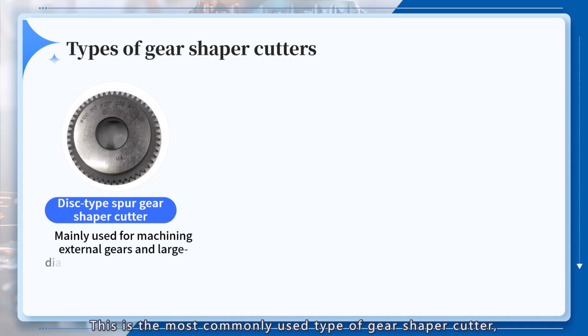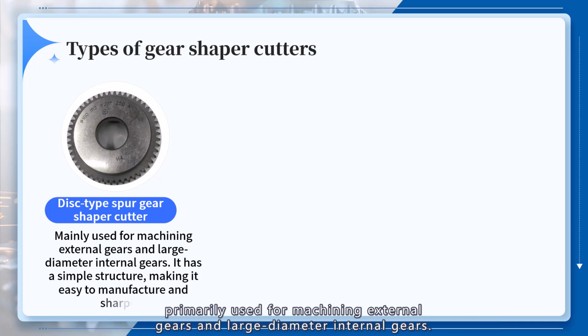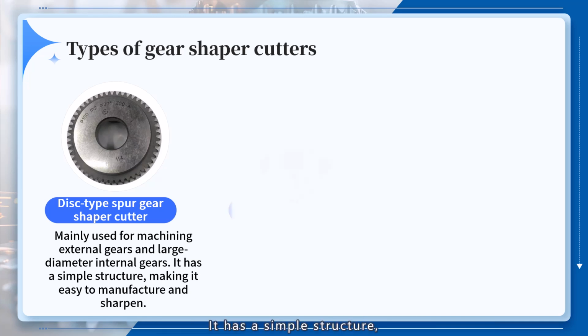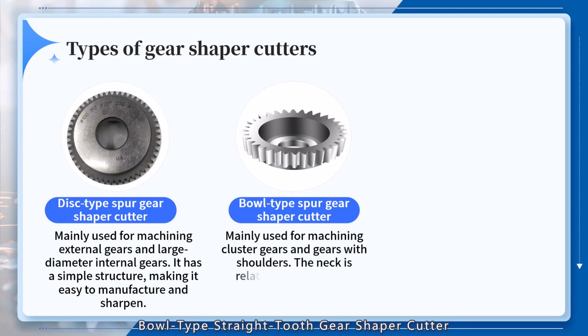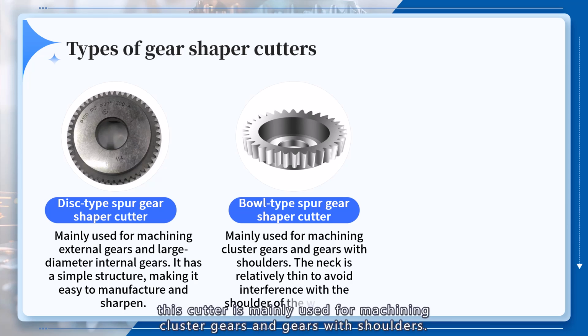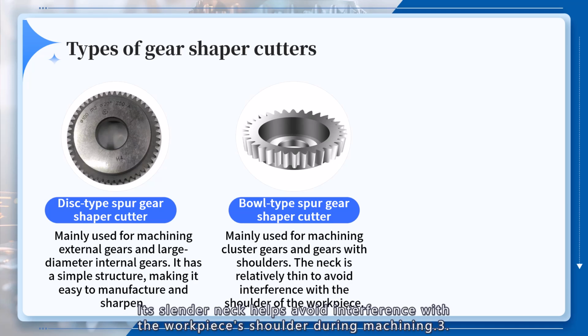This is the most commonly used type of gear shaper cutter, primarily used for machining external gears and large diameter internal gears. It has a simple structure, making it easy to manufacture and sharpen. 2. Bow-type straight-tooth gear shaper cutter. Shaped like a bow, this cutter is mainly used for machining cluster gears and gears with shoulders. Its slender neck helps avoid interference with the workpiece's shoulder during machining.